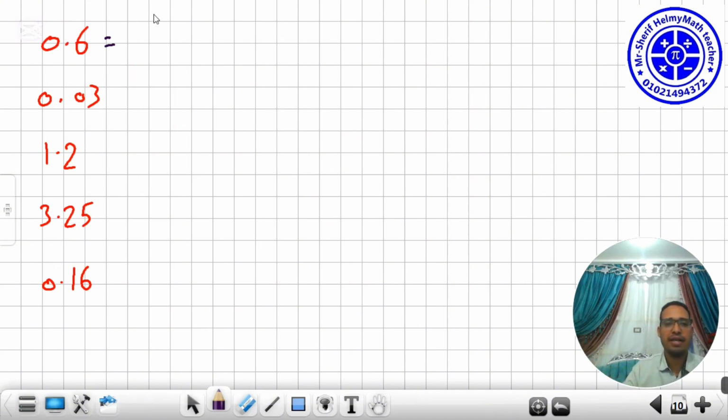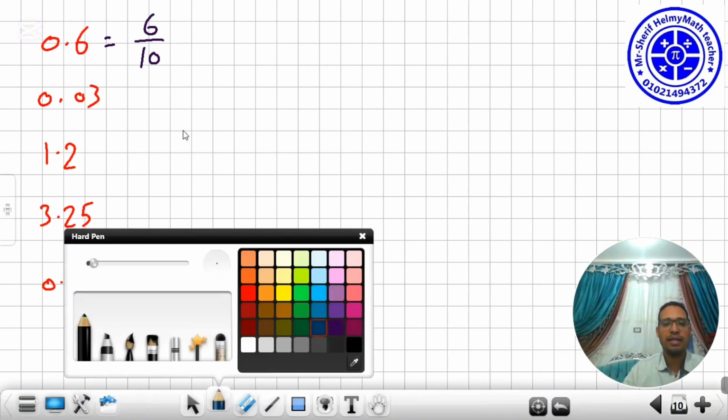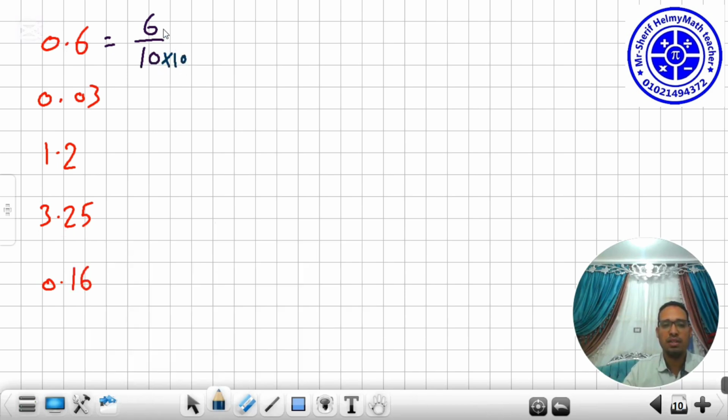0.6 is the same as 6 over 10. Why 10 here? Because the decimal point is after one digit. Look, one digit after the decimal point, so the denominator will be 10. 6 over 10, how can we make it percentage? Make the denominator 100, so here times 10, times 10, it will be 60 over 100, it will be 60%.